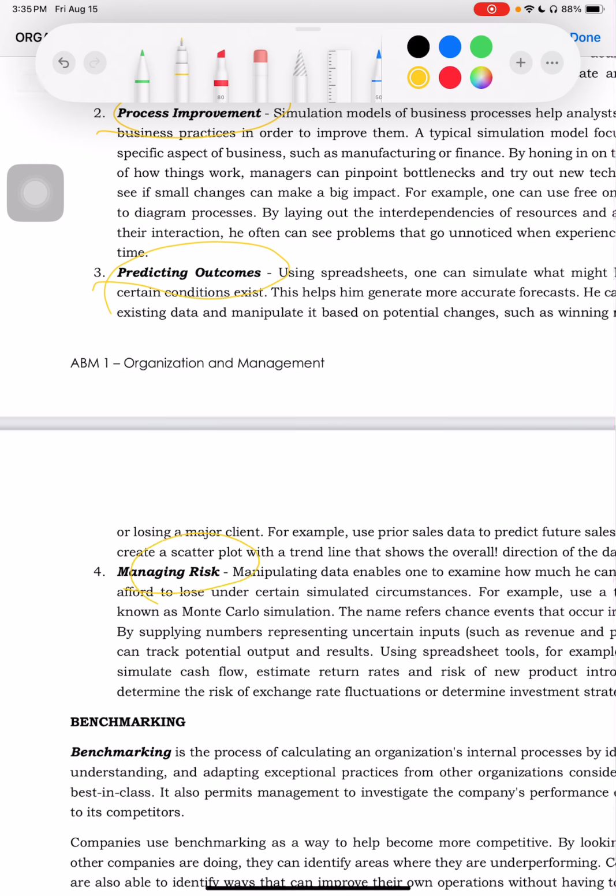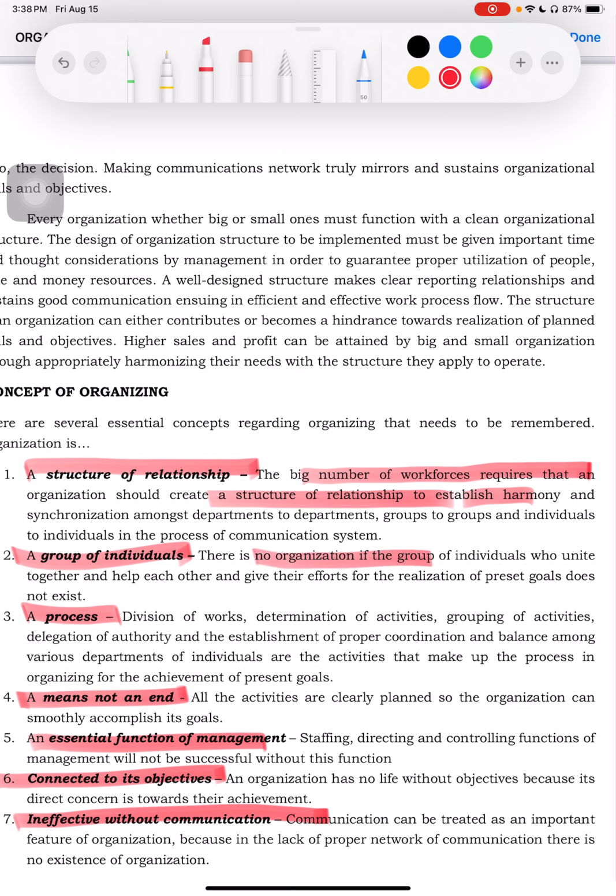of management, connected and effective through communication. When you say structure of relationship, a big number of workforce is required, so the organization creates a structured relationship to establish harmony and synchronization among departments. A group of individuals, without unity, is not an organization. So there should be unity and camaraderie among its members. Then process: there should be division of work. Division of work is the distribution of functions or jobs to make things easy. You cannot take on everything. It should be properly distributed in order to attain the same mission and the same goal successfully.